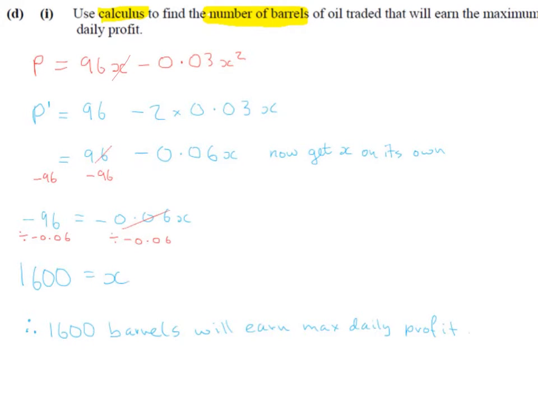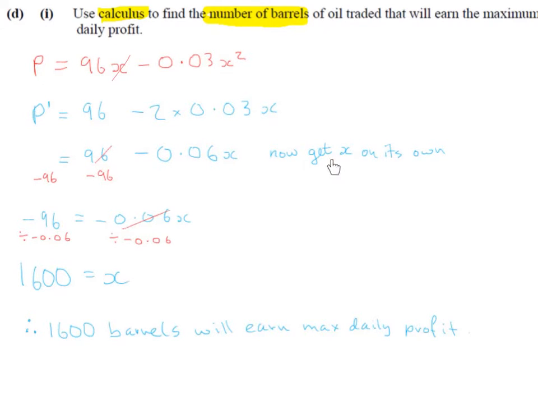And then to differentiate minus 0.03x squared, we bring the 2 down in front and reduce the power by 1. So it's going to be minus 2 multiplied by 0.03x, because 2 minus 1 is 1 and x to the power 1 is just x. So the 2 came down in front and it gets multiplied by what's in front of the x. So minus 2 multiplied by 0.03x is going to be minus 0.06x.